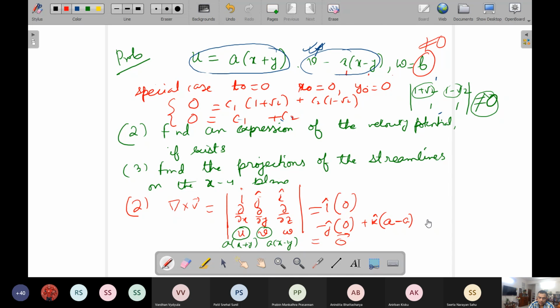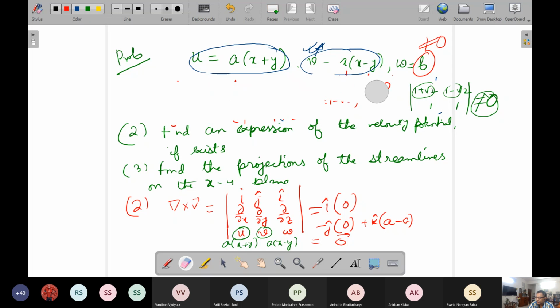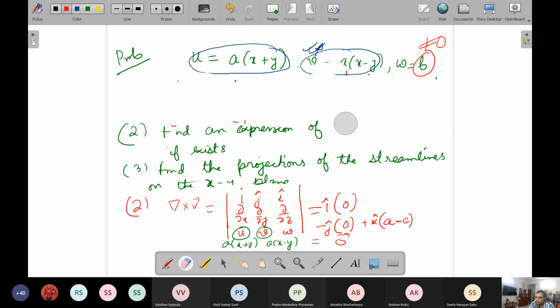So how do you find out the velocity potential? That is the interesting part of the solution, because certain things will come out of it, which is again, we have to be a bit more subtle than the way in which we normally solve these problems at the undergraduate level. So let us look into that.